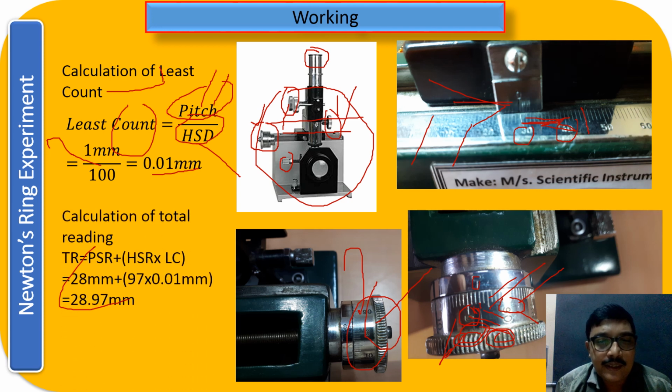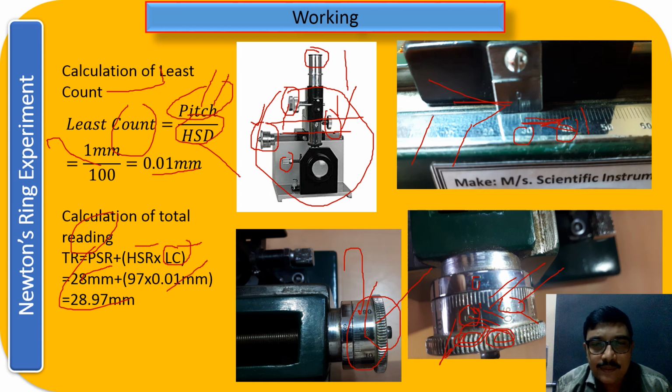So after you learn how to calculate least count, then we must know how to calculate the total reading. How to calculate total reading? TR meaning total reading, PSR means pitch scale reading, HSR head scale reading, LC least count. So LC first you calculate, how much did you get? 0.01 mm, right? So then what you do?